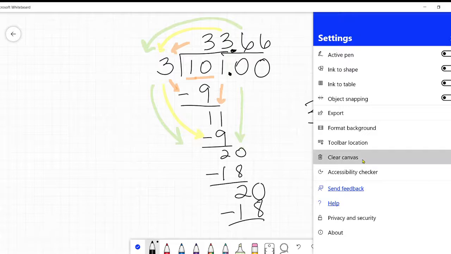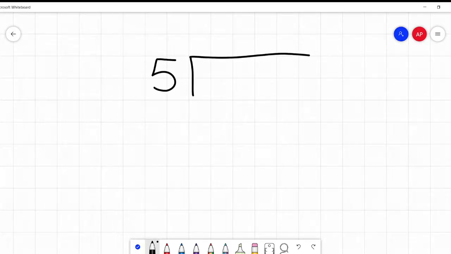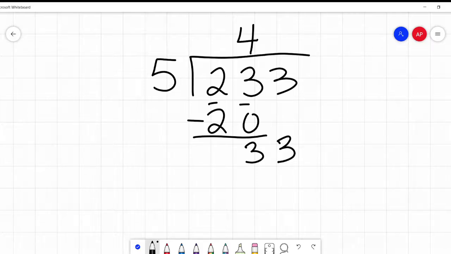All right, one more, and I'm going to do it without the arrows and just see if you can follow along. So let's say it is 5 into 233. Right, does 5 go into 2? No. Does 5 go into 23? Yes. Goes 4 times. 5 times 4 is 20. I subtract 20 from 23, I get 3. Bring down my next number, a 3. Does 5 go into 33? Yes, it goes 6 times. 6 times 5 is 30. I subtract 30 from 33, I get 3.